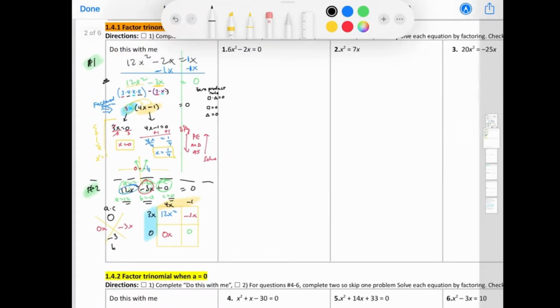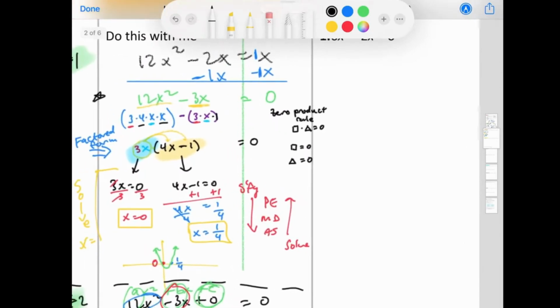And what does it mean to check your answer? You could put in 0 in here. Just put in a number, x equals 0. You could put it here, here, and here. So 0 squared is 0, 0 times 12 is 0, 0 minus -2 times 0 is 0, so 0 equals 0. That works.